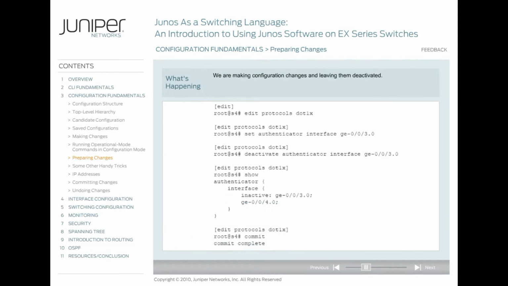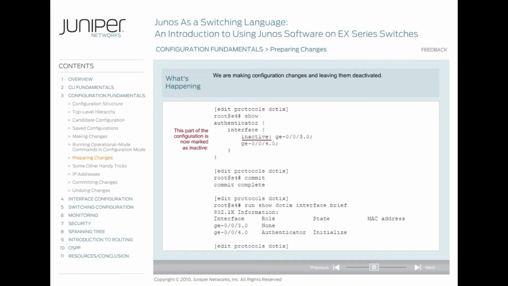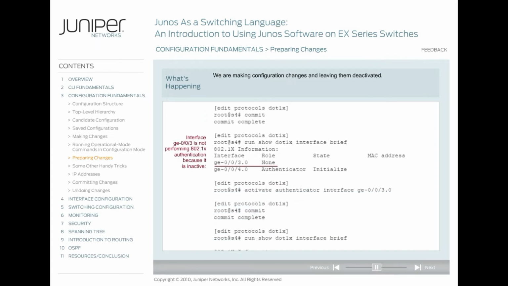You can also make configuration changes and leave them deactivated until you're ready to use them. Here, we configure 802.1X authentication to run on interface ge-0/0/3. However, we leave it deactivated because we're not yet ready to begin authenticating clients on this interface. The software ignores portions of the configuration marked as inactive. It acts as if they are not even there. Here you can see that interface ge-0/0/3 is not performing 802.1X authentication.